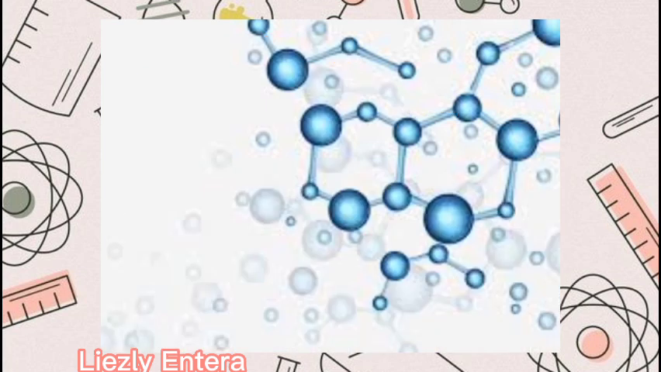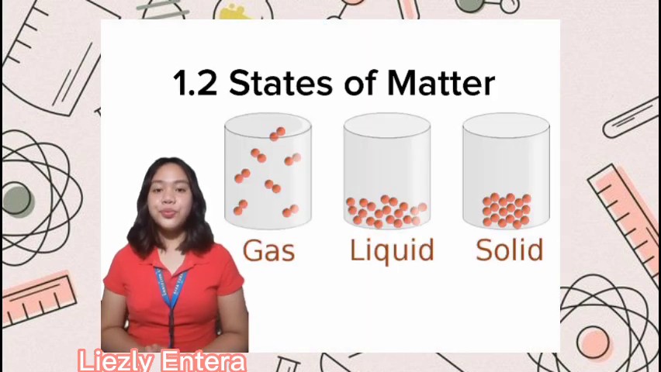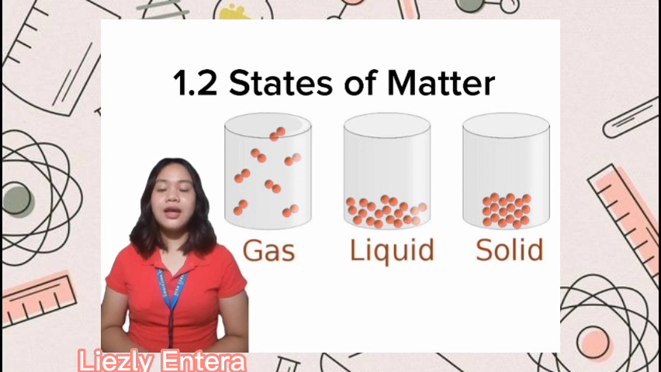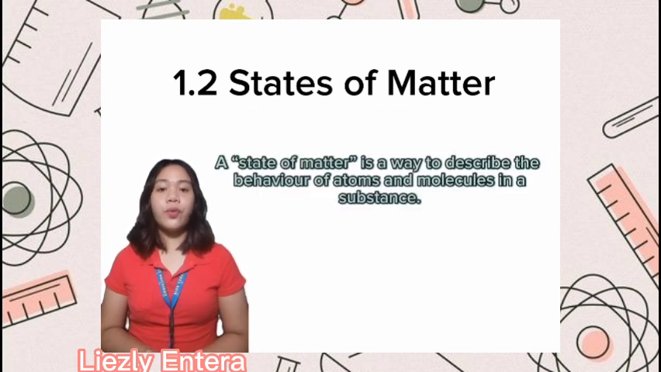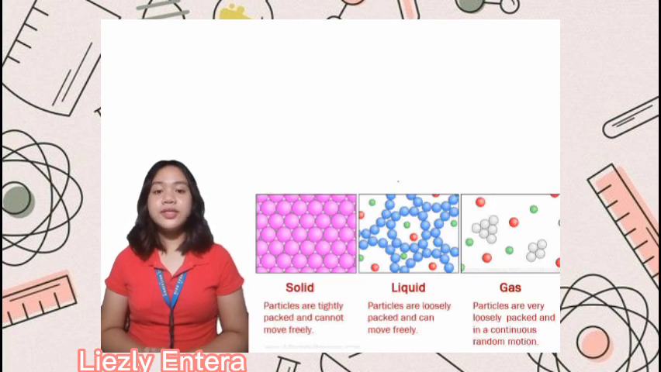And now, let's move forward to the next topic, the states of matter. A state of matter is a way to describe the behavior of atoms and molecules in a substance. And there are three common states of matter.